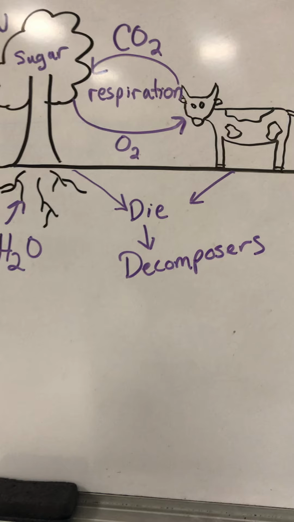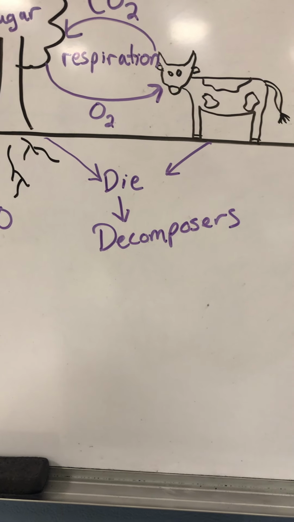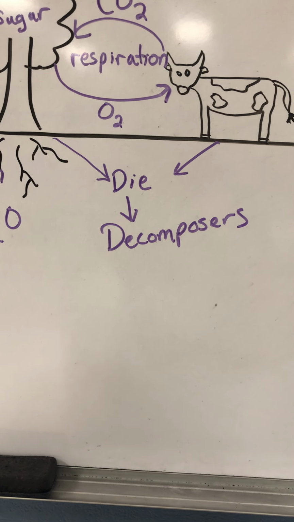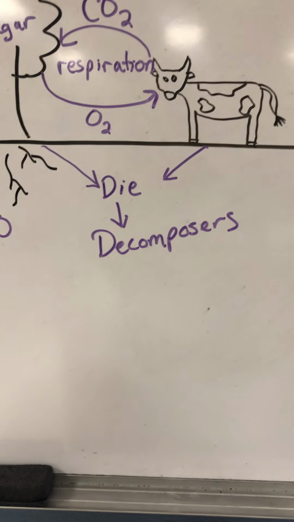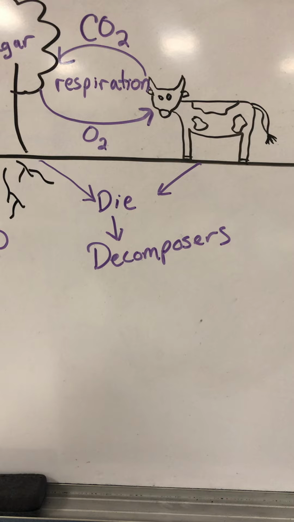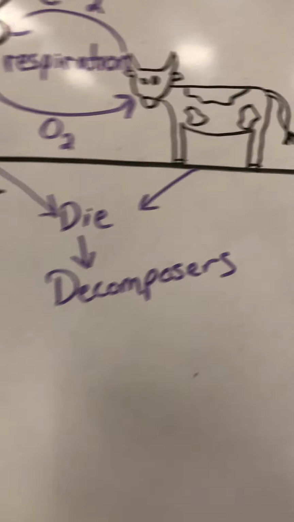Decomposers are very important because they break down anything that is dead, whether it be plant or animal. Decomposers are things like worms or even certain types of fungi or bacteria. They're going to break down anything that dies. So they're very important to our world, even though they're usually small.